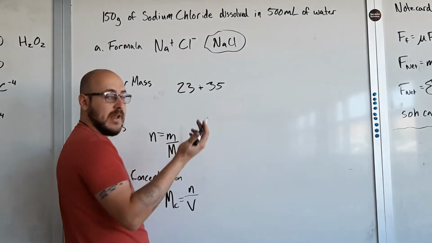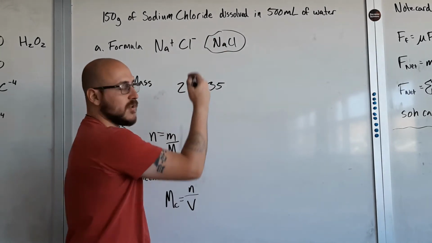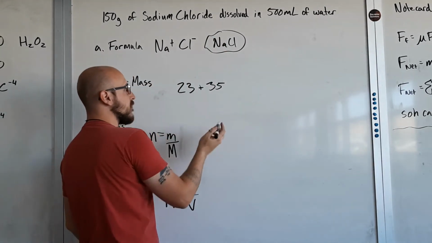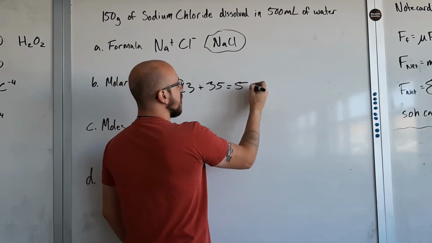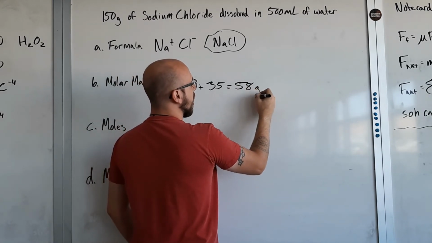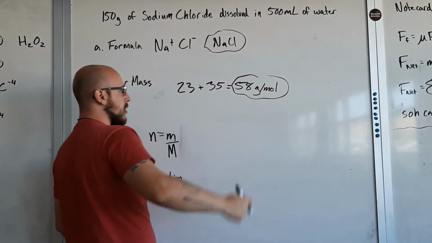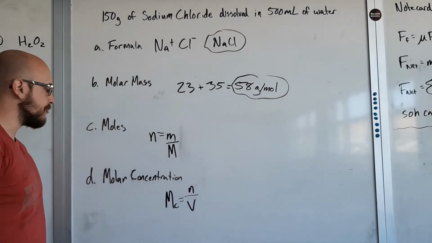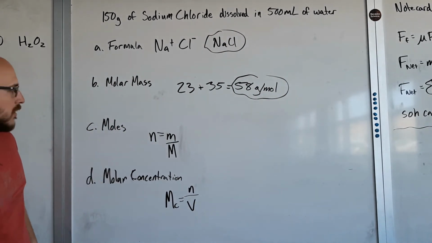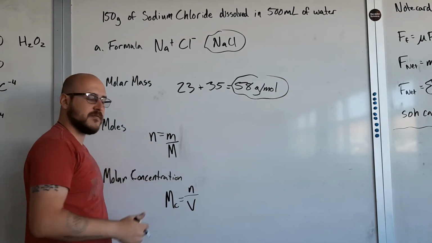All right, so we don't have that on this one. We've just got one sodium and one chlorine, so that's just gonna be 23 plus 35, and it'll give us a molar mass of 58 grams per mole. Okay. Almost done. Moles. Well, that's equal to our mass divided by our molar mass.